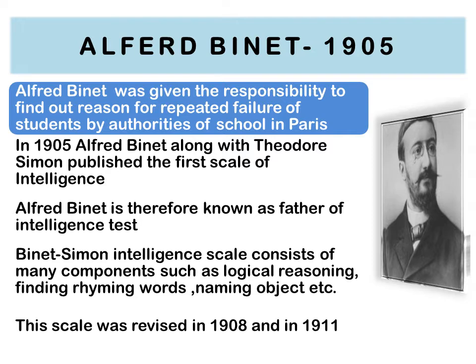So, in the beginning of the 20th century, the school authorities in Paris wanted to know the reason for repeated failures of the students in the exam. They wanted to know whether it was due to a medical reason or due to some environmental factor. So, Alfred Binet and Theodore Simon published the first scale of intelligence in 1905, which could measure many aspects like reasoning capacity, naming objects, etc. Later, the drawbacks of this test were overcome in 1908 and then in 1911.